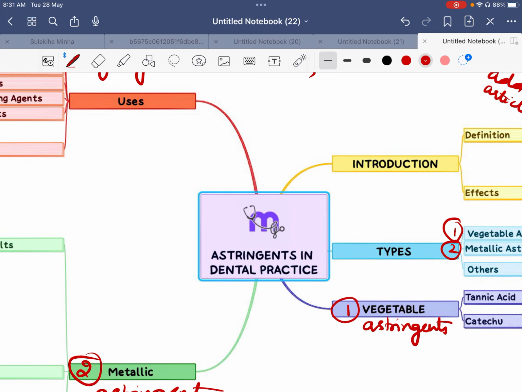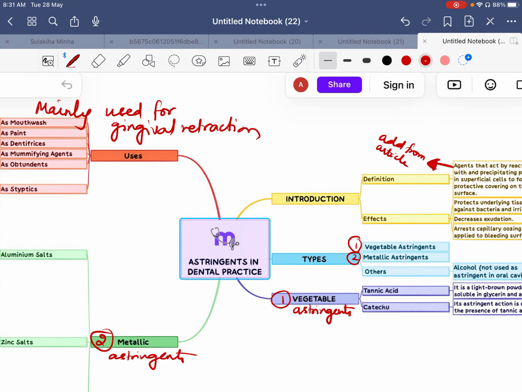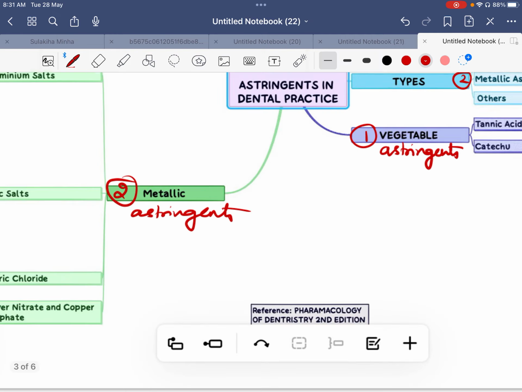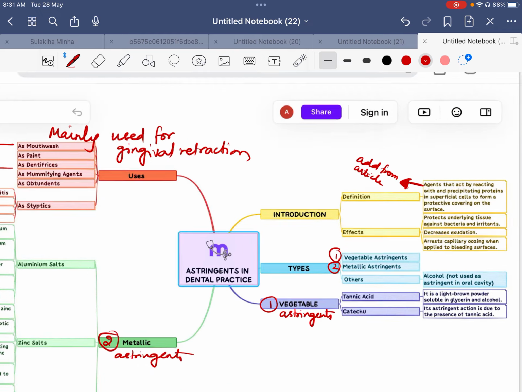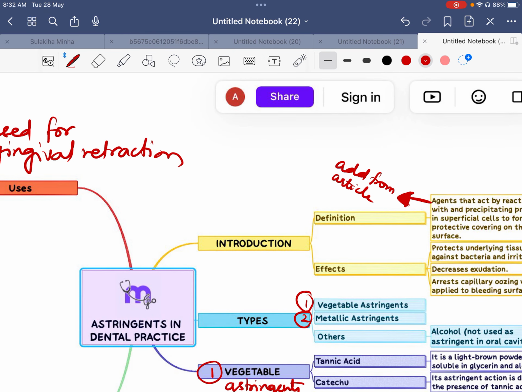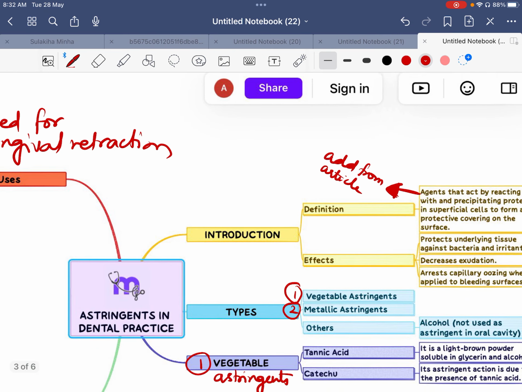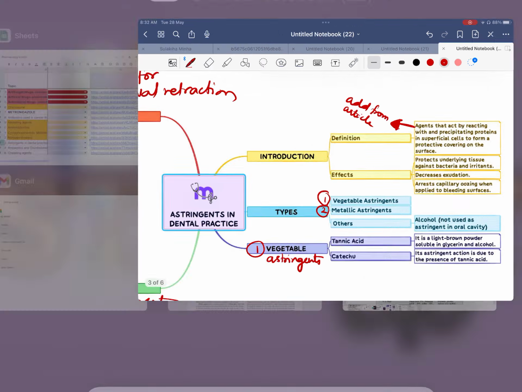Hi Hepsibha. So in this video, I'm just going to tell you what corrections are there in this astringents topic. I see that you have used one reference, but when I read the mind map, I didn't understand anything about astringents. Which is why I went back to an article.